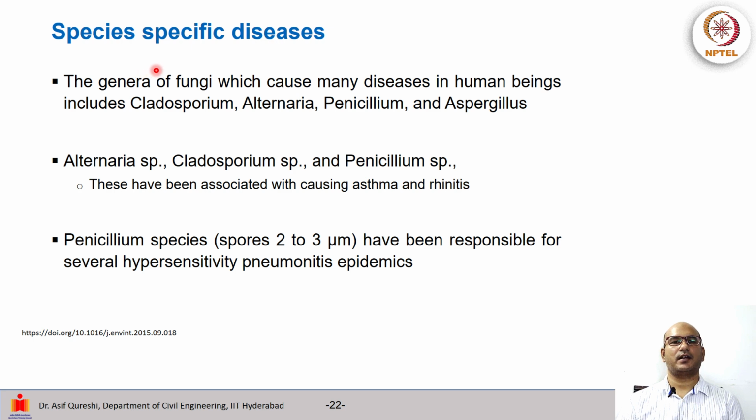The genera of fungi. So now we will look at some species specific diseases. The genera of fungi which may cause diseases in human beings include Cladosporium, Alternaria, Penicillium, and Aspergillus. Alternaria sp, Cladosporium sp, and Penicillium sp actually have been associated with diseases such as asthma and rhinitis. The Penicillium species, which can have spores of the diameter range 2 to 3 micrometer, has been responsible for also several hypersensitivity pneumonitis epidemics.